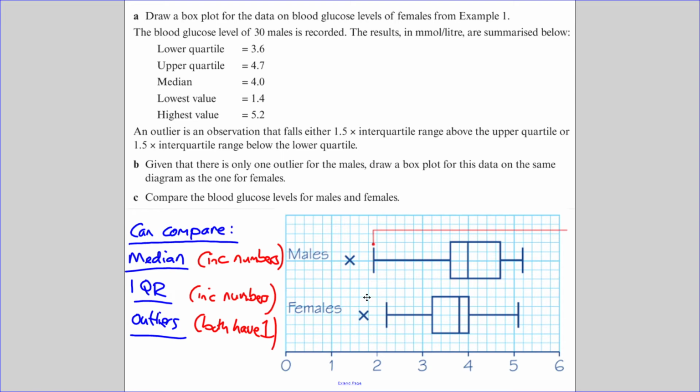Some mark schemes let you compare the range, so the range would be from here to here and here to here, but occasionally mark schemes don't allow range. So I would stick to median, interquartile range and outliers.